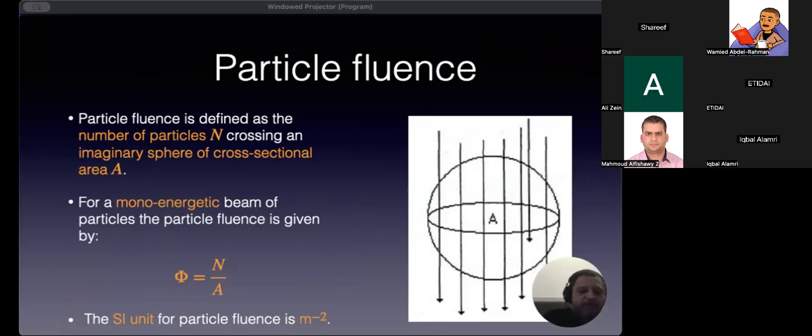The SI unit for particle fluence is per meter squared. The number of particles, of course, does not have units. So you can put particles per meter squared, or the SI unit is just per meter squared.